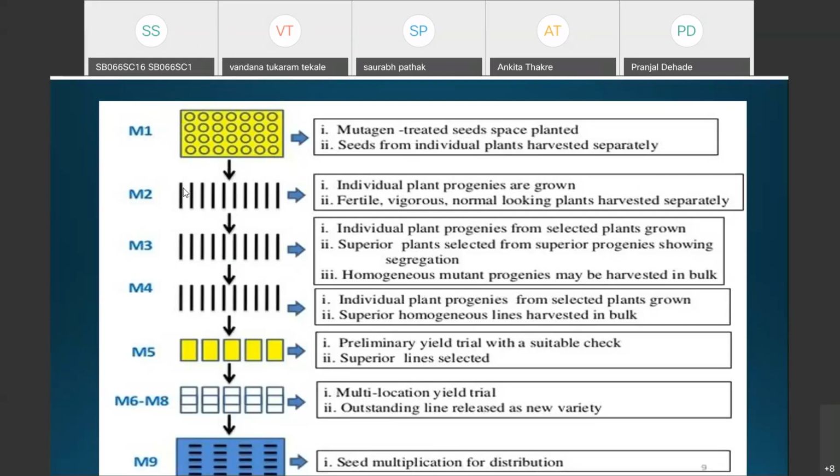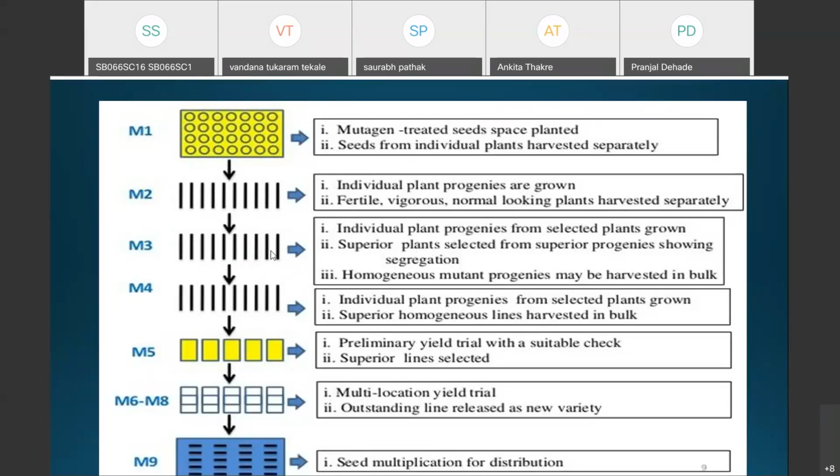Here you can see the individual plant progenies are grown. And from the M2 generation, the fertile, vigorous, normal looking plants are harvested separately, their seeds are kept separately. In the M3 generation, here you can see the individual plant progenies from the selected plants are grown.